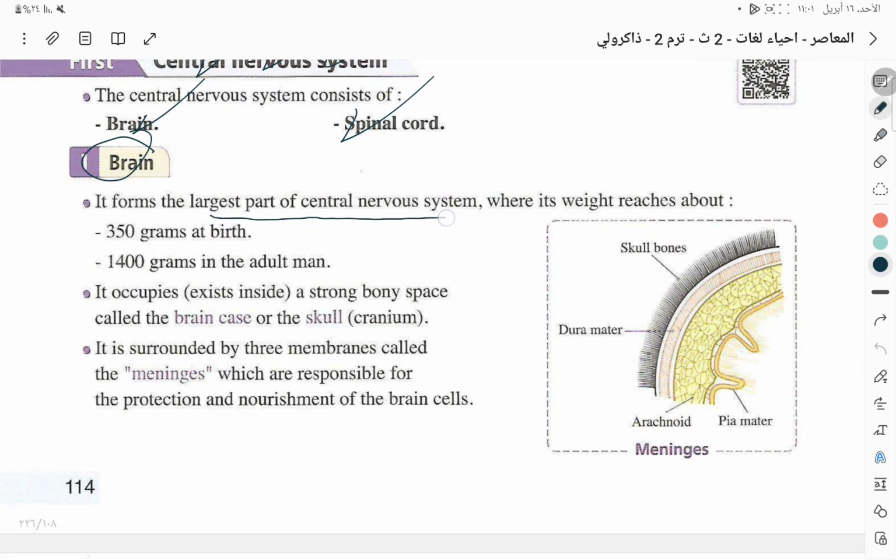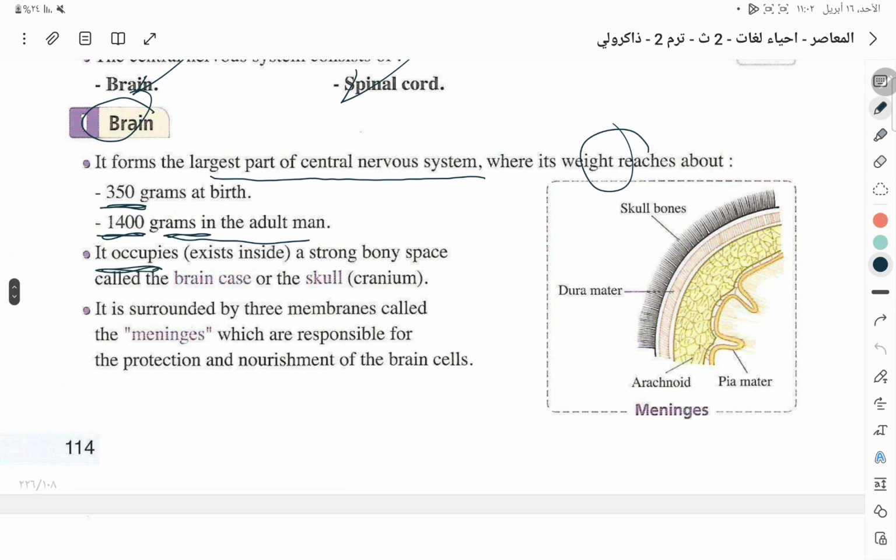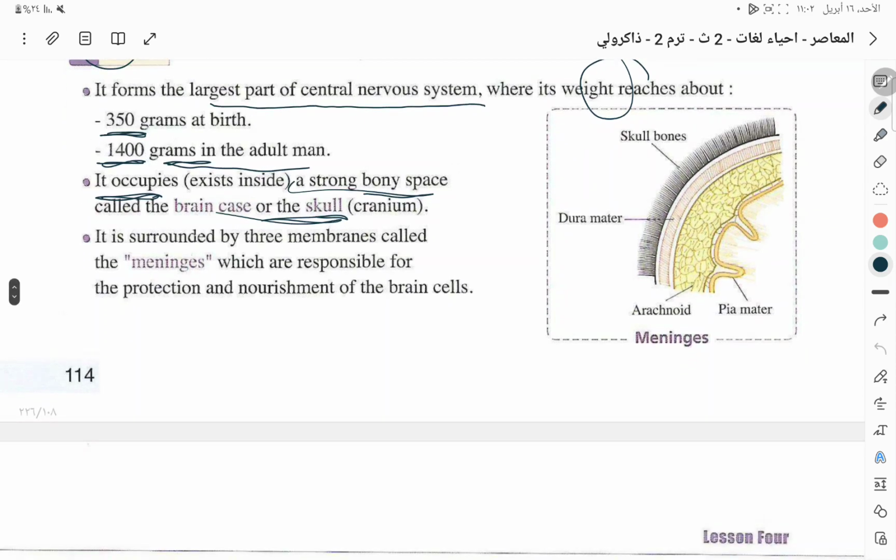The brain is the largest part of the central nervous system. Weight: 350 grams and 1040 grams in adult men. It occupies a bony space in the body called the skull.